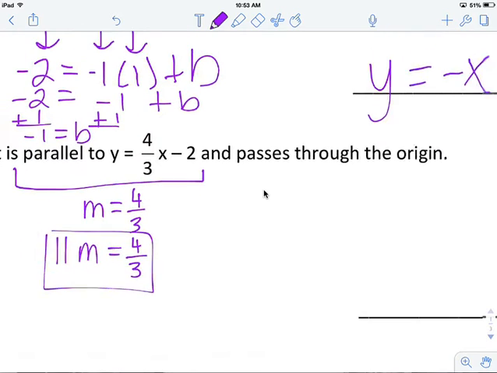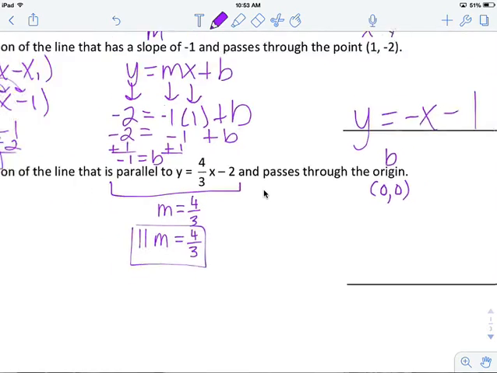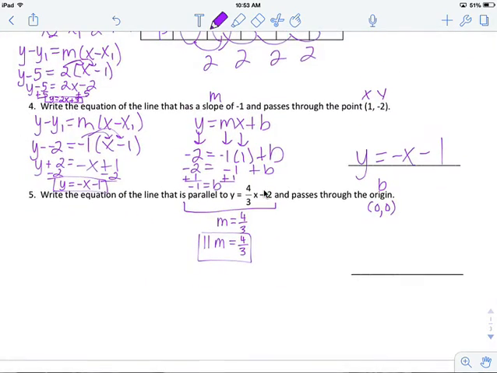Now, this word origin. Origin is the point 0, 0. So if you think about it, that is also your y-intercept. You are crossing the y-axis at 0. So just from knowing that you're crossing through the origin, I know that b is 0. I could write this as y equals 4/3 x or y equals 4/3 x plus 0. Those mean the same thing.